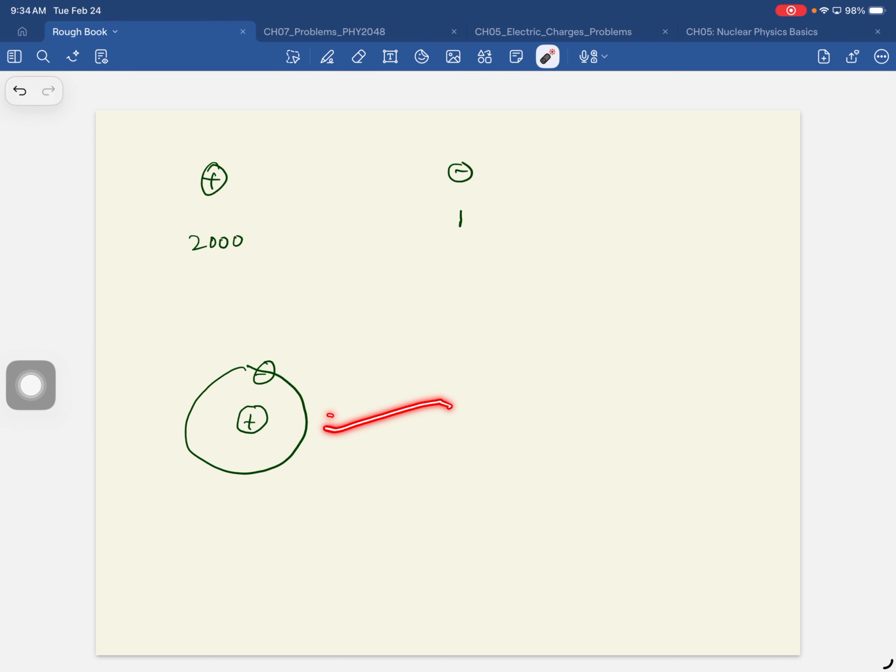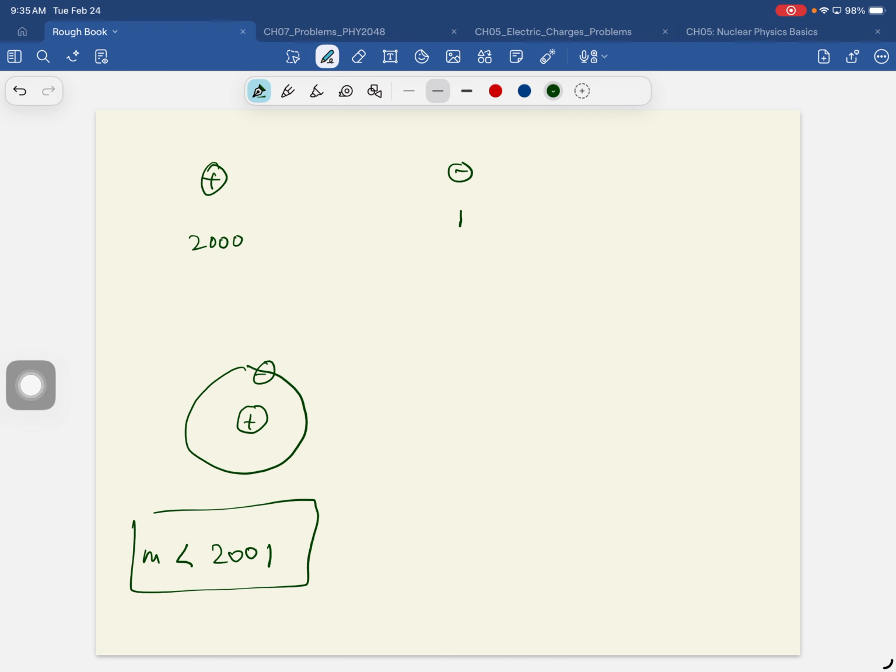How much do you think this atom weighs? This guy is 2,000 units. This guy is 1 unit. How much does that weigh? 2001. Okay, so that would be the natural answer, 2001. But he weighs less than 2001. So when you make a bound state, the bound state weighs less.